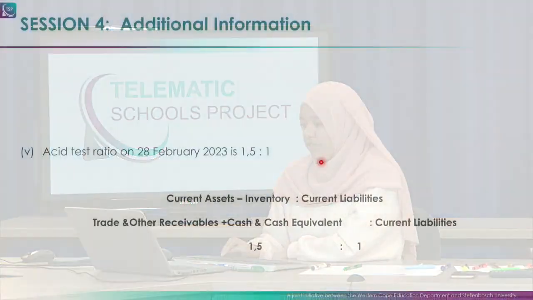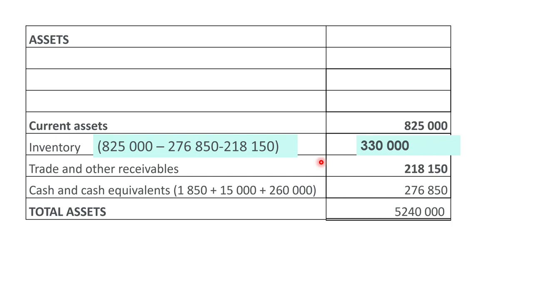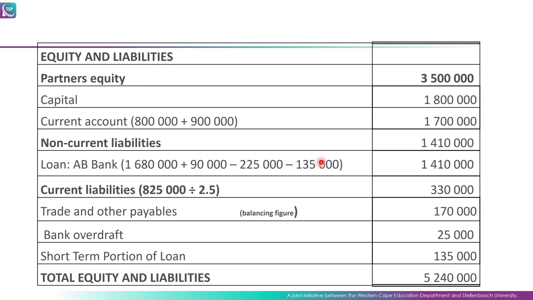So let's quickly have a look at the final one. Basically, all these amounts I'm sure you have as well. You just add these figures again if you don't have them. I just want you to see the final figures in your answer sheet. All of these amounts have been calculated, which we've done together. The last part is our equity and liabilities.